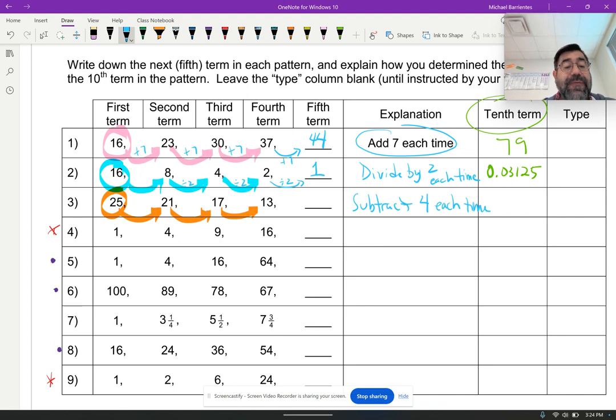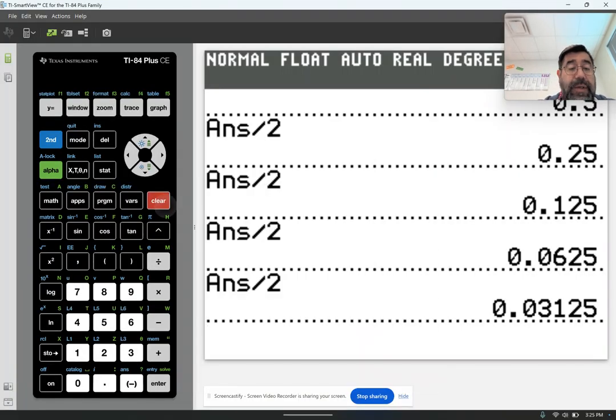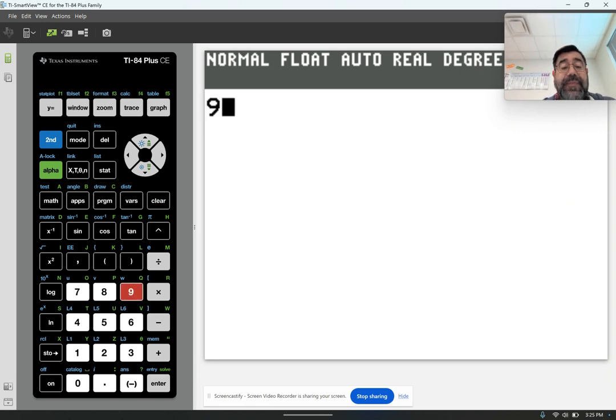So if we're subtracting 4 each time, 17 minus 4 is 13. 13 minus 4 is 9. And I got to the 5th term. Now we can just subtract 5 more times in order to get the 10th term that we need to fill in over here. So I'm going to get my calculator. 9 was the 5th term. Why don't I just start there?